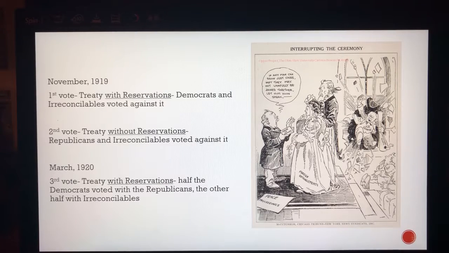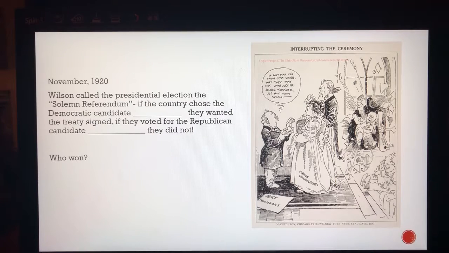So here's a political cartoon. Here's Uncle Sam. Foreign entanglements, meaning the League of Nations. Here's the guy saying, if any man could show just cause why they may not lawfully be joined together, let them speak now. And here's the U.S. Senate coming out. And they're really upset about the idea that the U.S. will lose its ability to declare war because of Article 10 in the League of Nations.